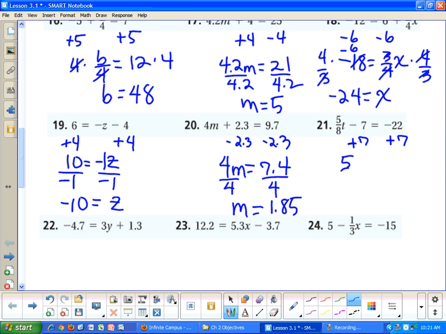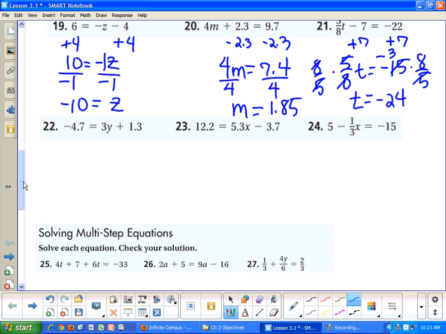On number 21, we can start by adding 7 to both sides. Then we get 5/8 t is equal to negative 15. Now I can multiply both sides by the reciprocal, which is 8/5. And when I do that, I get 1t is equal to negative 15 divided by 5 is negative 3 times 8 is negative 24.